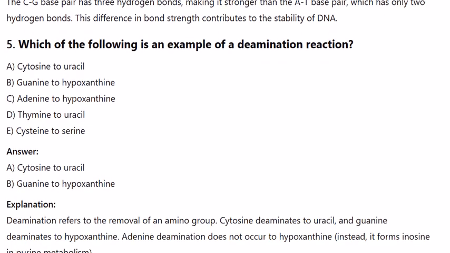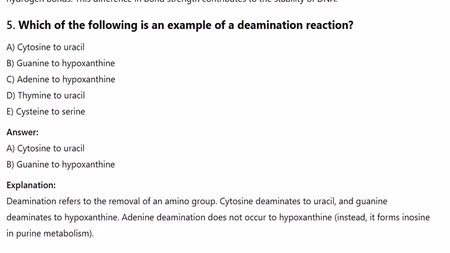5. Which of the following is an example of a deamination reaction? A. Cytosine to uracil, B. Guanine to hypoxanthine, C. Adenine to hypoxanthine, D. Thymine to uracil, E. Cysteine to serine. Answer: A. Cytosine to uracil, B. Guanine to hypoxanthine. Explanation: deamination refers to the removal of an amino group. Cytosine deaminates to uracil and guanine deaminates to hypoxanthine. Adenine deamination does not occur to hypoxanthine. Instead, it forms inosine in purine metabolism.